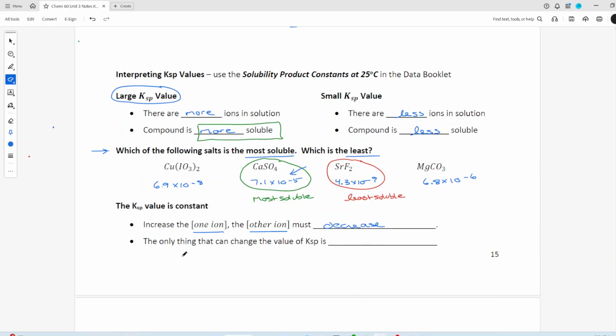Okay. Now, the only thing that can change the value of KSP is, can you guess it? What's the only thing that can dramatically shift things permanently? Hopefully, you're thinking temperature.